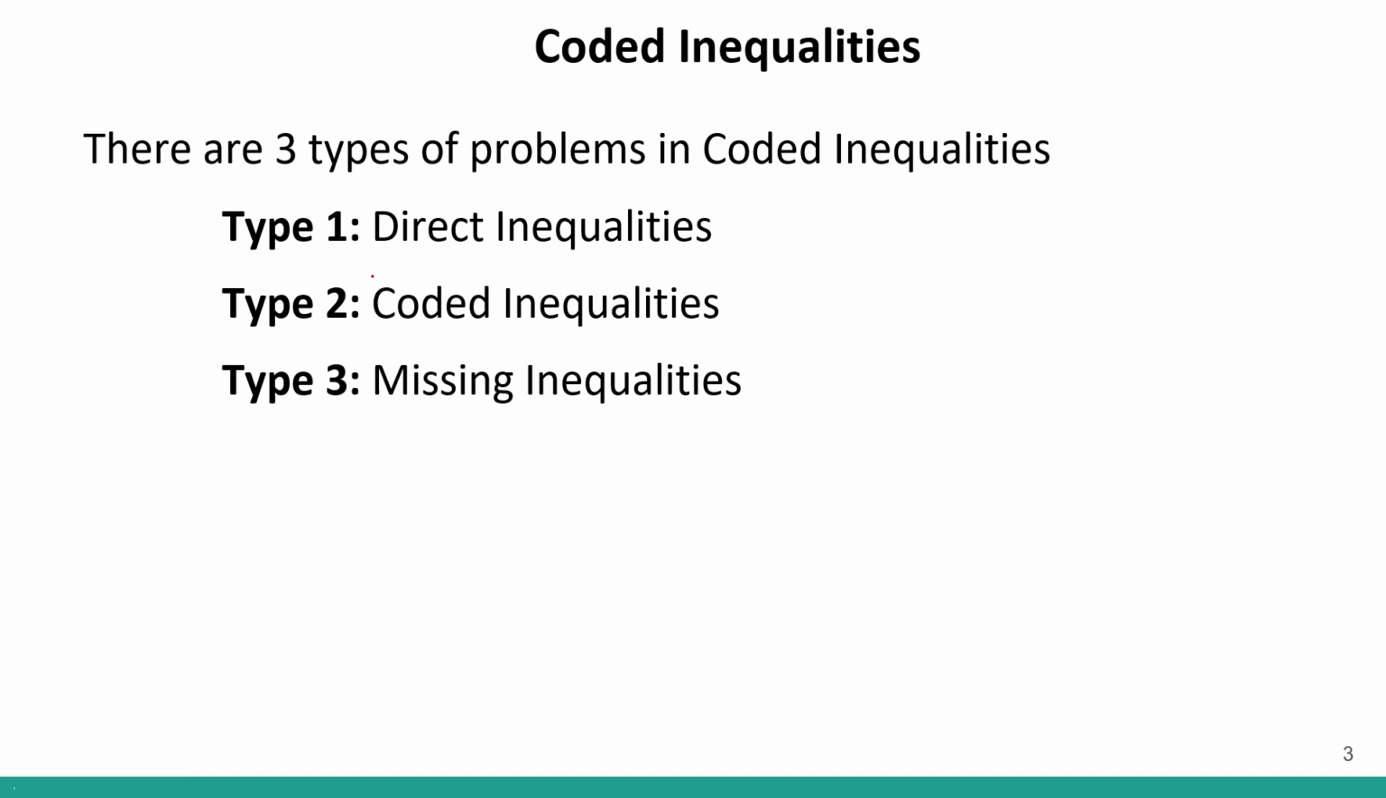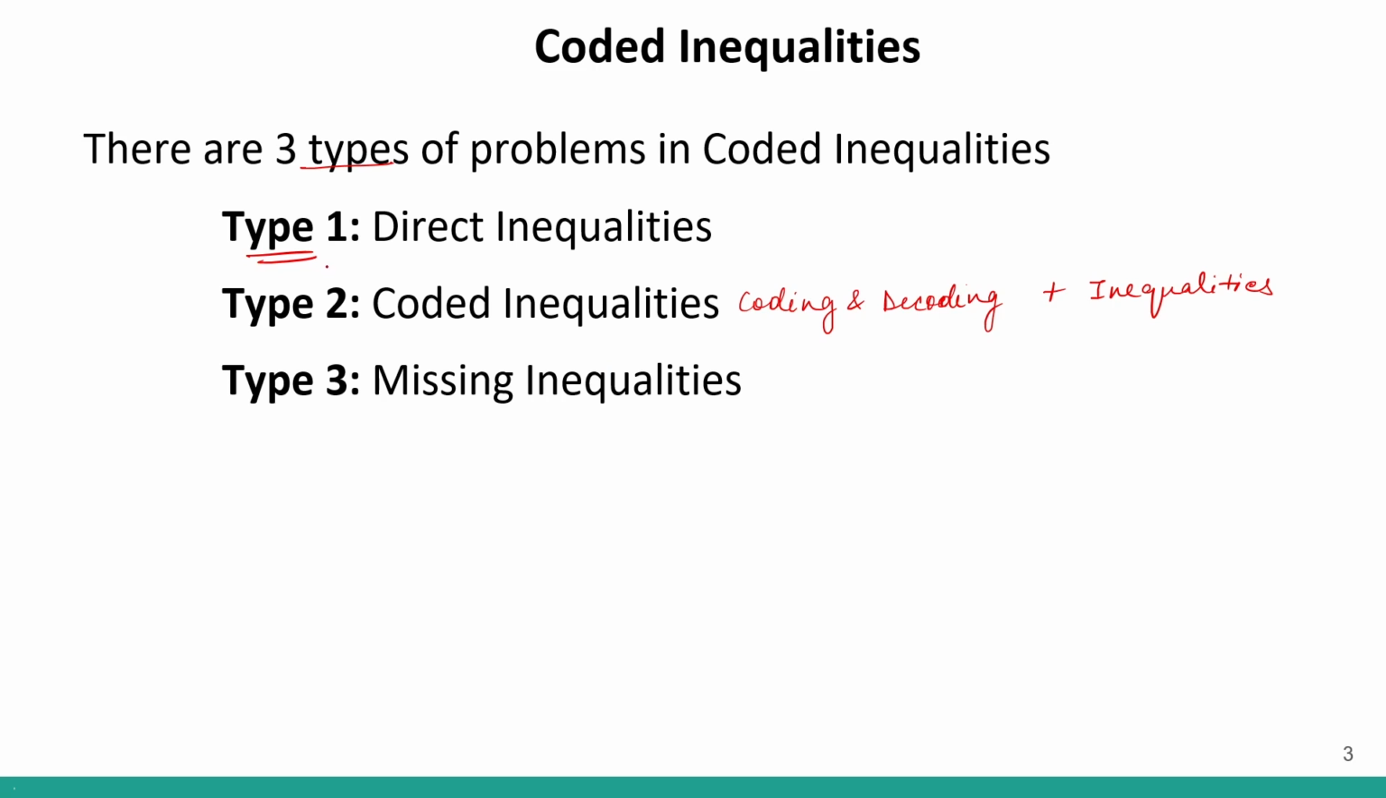In the last lectures, we discussed that there are three types of problems in coded inequalities. Type 1 was direct inequality. Type 2 was coded inequalities, basically coding and decoding plus inequalities, correct? This was the concept used. And then we had missing inequalities, correct? So in today's lecture we will discuss type 1, that is direct inequalities.